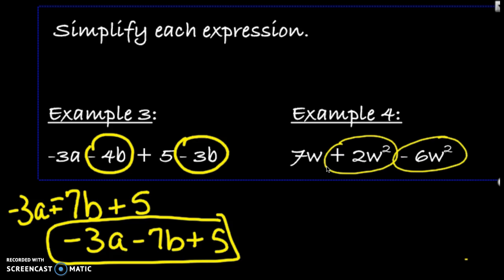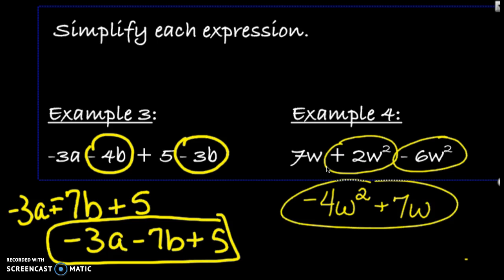I want to add my coefficients, so 2 plus negative 6 is negative 4, and I'm keeping my variable and my exponent the same. So this is negative 4w squared. And then 7w has no like terms, so I'm going to add it up. And we're left with negative 4w squared plus 7w.